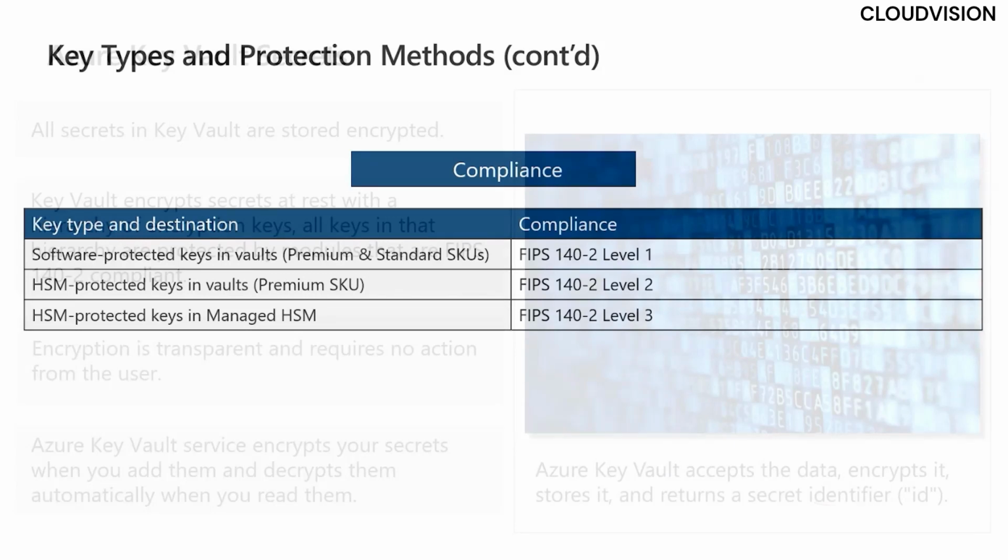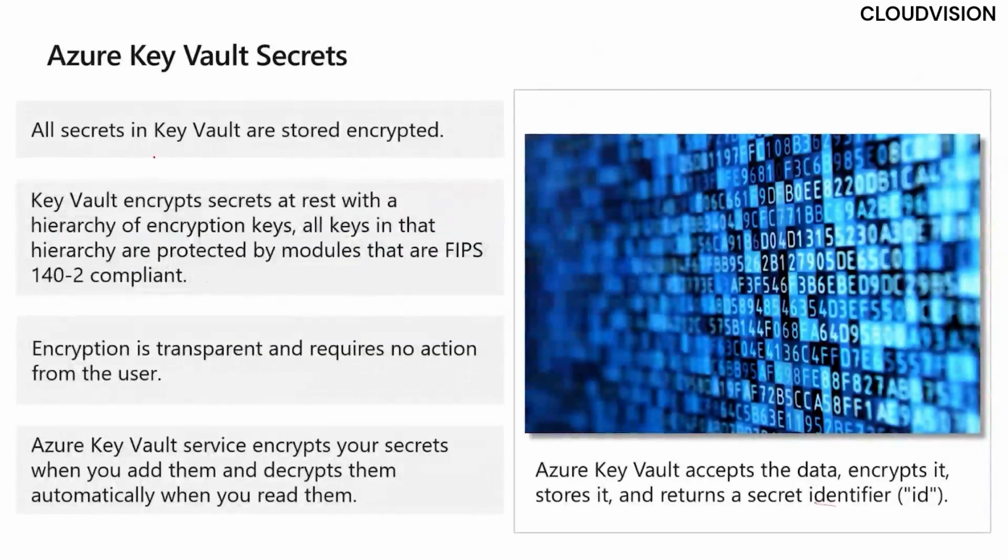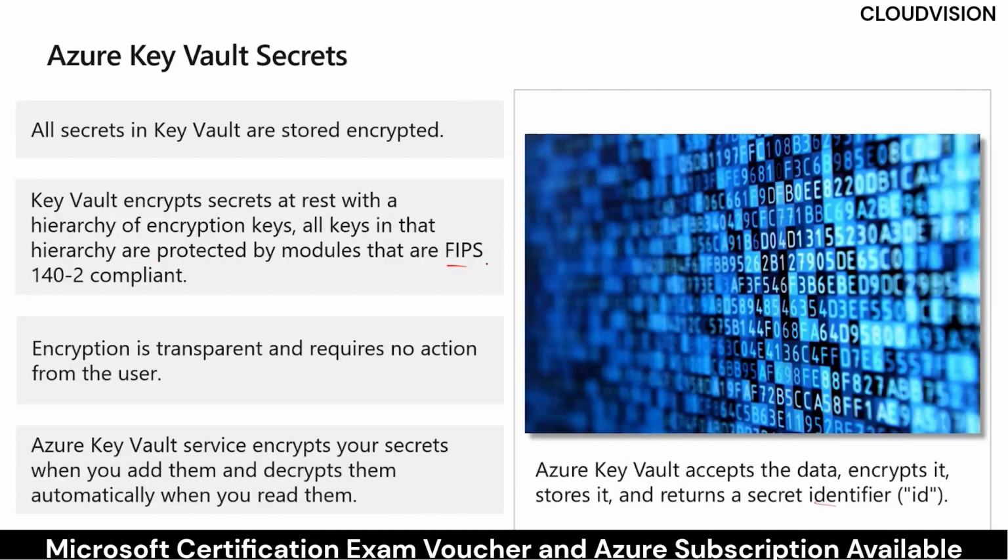Next is Key Vault secrets. In your key vault, you can have your keys, you can have your secrets. Now, when I say secrets, the size of the secret is up to 25 KB, and all secrets in the key vault are stored encrypted. You can generate your secrets. The key vault encrypts the secret at rest with a hierarchy of encryption keys, and all keys in that hierarchy are protected with modules that are FIPS compliant.